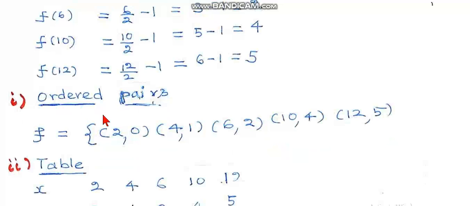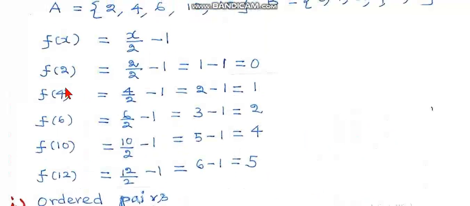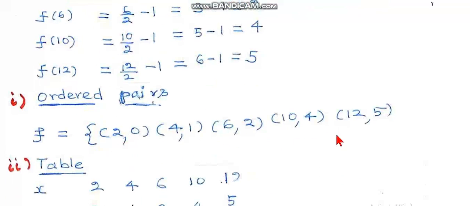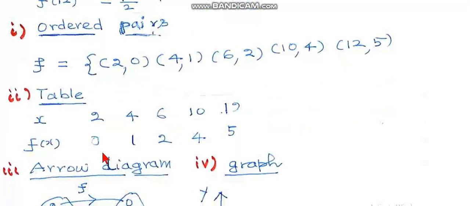Now first subdivision, ordered pairs. What are the ordered pairs? (2, 0), (4, 1), (6, 2), (10, 4), (12, 5). So they are written in the form of a set. F is the function. The function is represented in the form of a set of ordered pairs. Now the table: the values of x are 2, 4, 6, 10, 12, and the f of x values are 0, 1, 2, 4, 5. So these are the functional values in the form of a table.